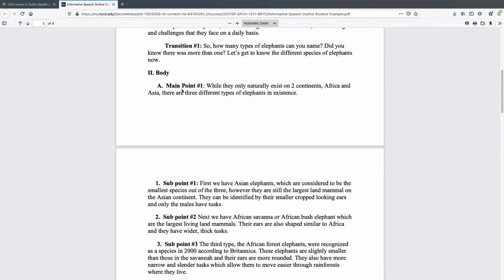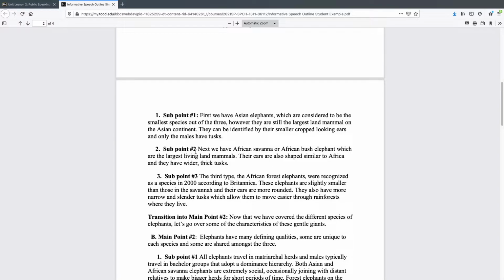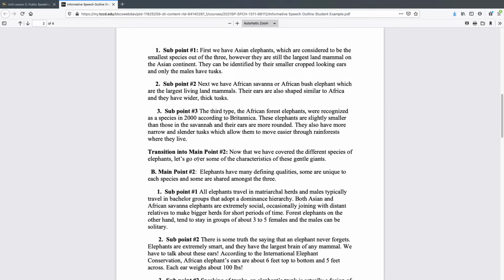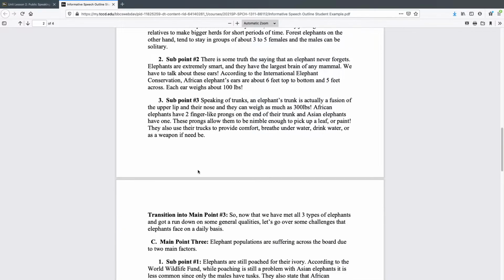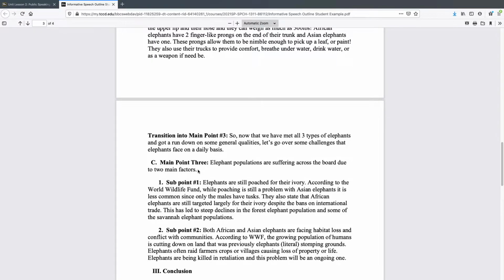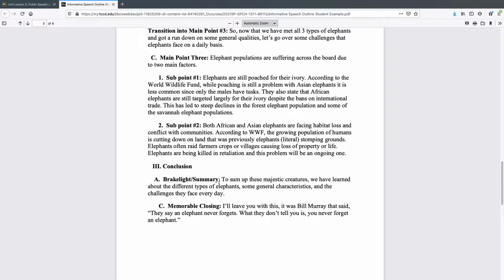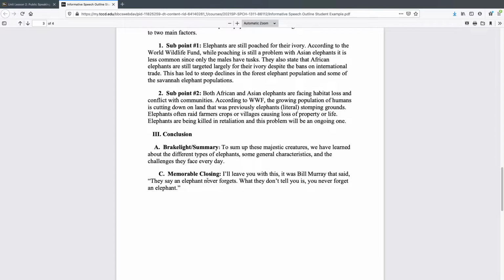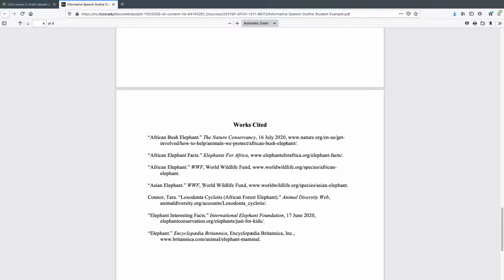So they're visualizing in their mind the 3 main points you're going to be talking about. So this is main point 1, and this student had 3 subpoints for their main point 1. Then this is main point 2, and they had 3 subpoints. And then for main point 3, they had only 2, and that's fine. You have to have at least 2. And then they had the brief summary. They had a wonderful closing, and I still remember this. They ended with a quote related to the topic. And then they included their sources.